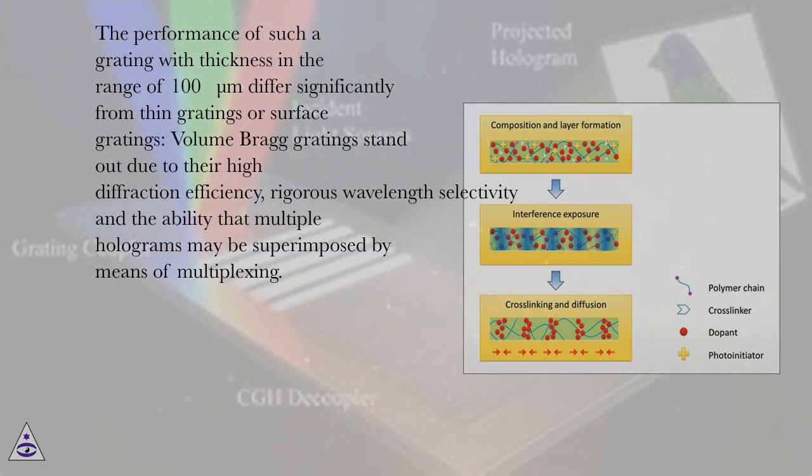The performance of such a grating with thickness in the range of 100 micrometer differs significantly from thin gratings or surface gratings. Volume Bragg gratings stand out due to their high diffraction efficiency, rigorous wavelength selectivity, and the ability that multiple holograms may be superimposed by means of multiplexing.